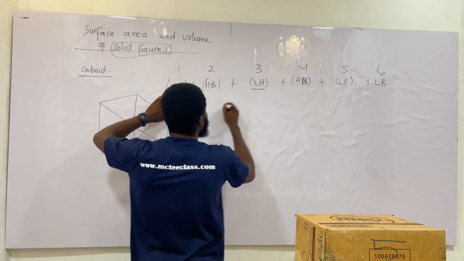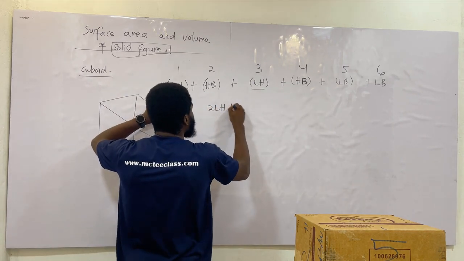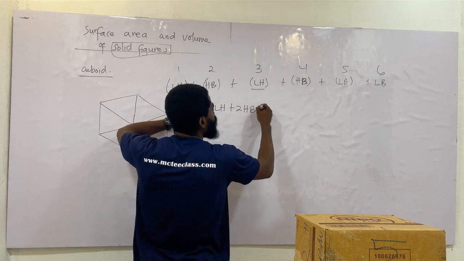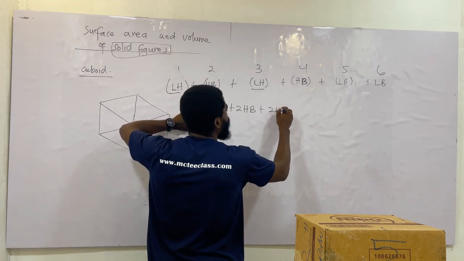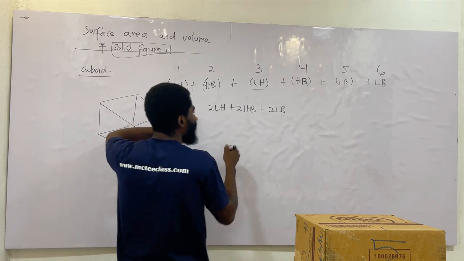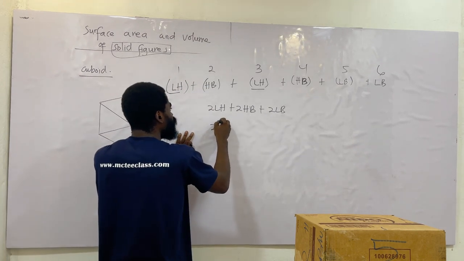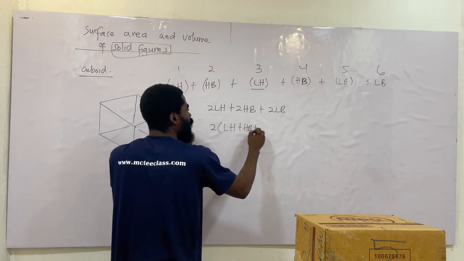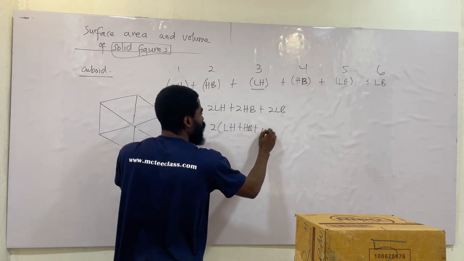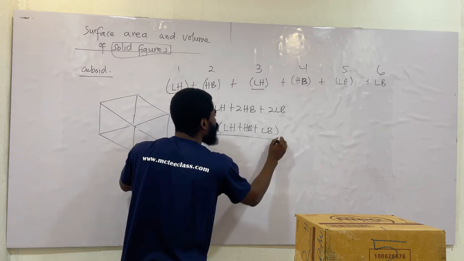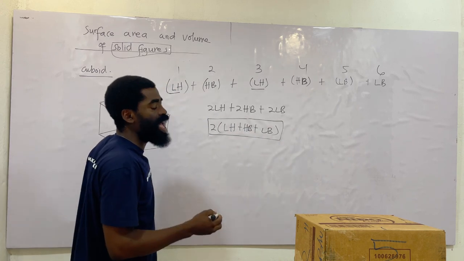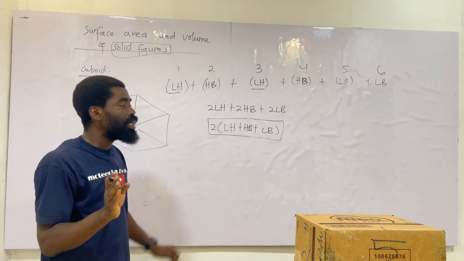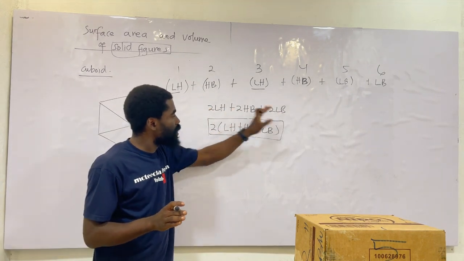So I get 2 times LH plus, once again, 2 times HB, then plus 2 times LB. I can factorize 2 out. So I'll get 2 into bracket LH plus HB plus LB. This becomes the total surface area of a cuboid with all the faces given. All the faces, 6 faces. So I added all the 6 sides and I have this.